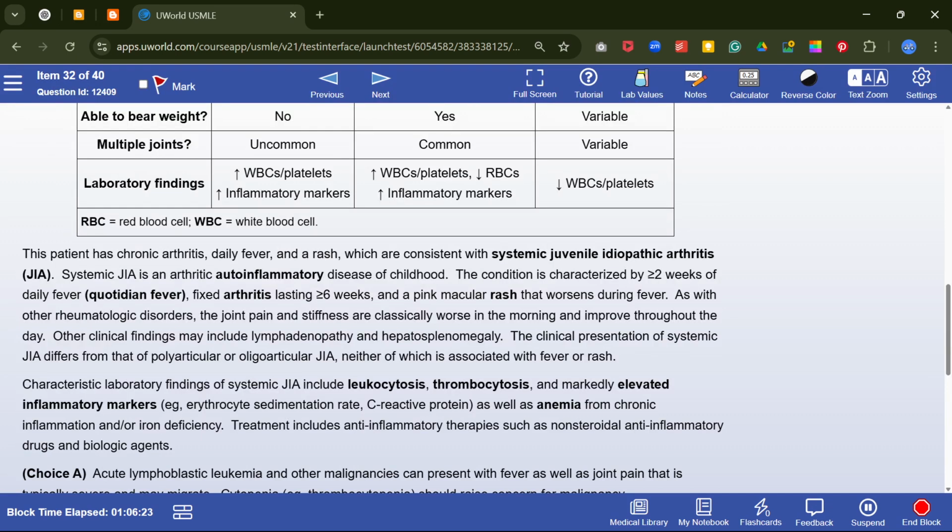So this patient has chronic arthritis, daily fever, and a rash, which are consistent with systemic JIA. Systemic JIA is an arthritic autoinflammatory disease of childhood. The condition is characterized by 2 or more weeks of fever, quotidian fever, fixed arthritis lasting 6 or more weeks, and a pink macular rash that worsens during fever.